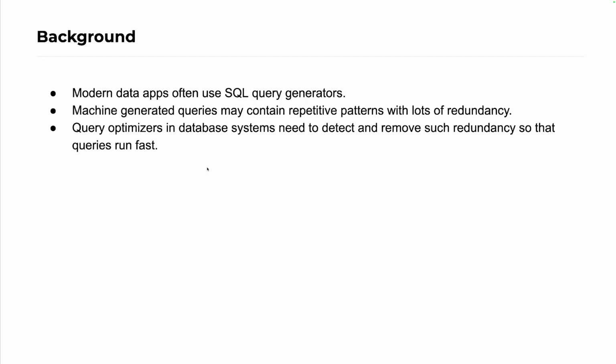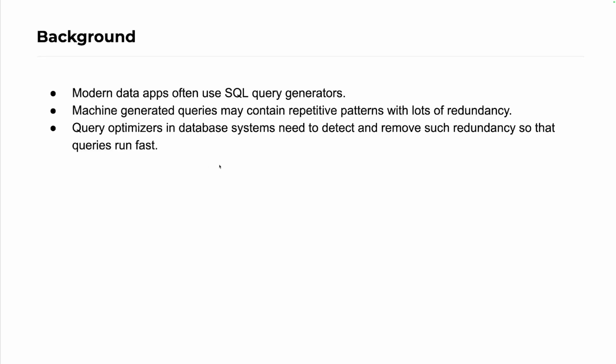Now, why are we interested in correlated aggregate subqueries? In Firebolt, we have observed that modern data apps often use SQL query generators. They could be tools developed in-house or well-known data tools that generate SQL queries, like Looker, Tableau, dbt, and so on. These machine-generated queries may contain very repetitive patterns with lots of redundancy. Query optimizers in database systems then need to detect and remove such redundancy so that queries still run fast.